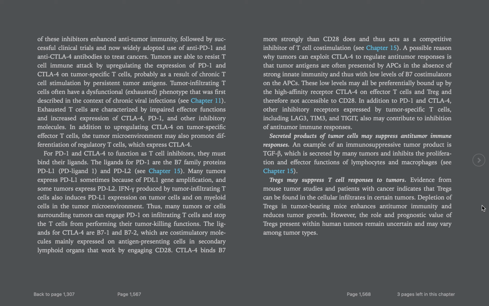Secreted products of tumor cells may suppress anti-tumor immune response. An example of an immunosuppressive tumor product is transforming growth factor beta, which is secreted by many tumors and inhibits the proliferation and effector function of lymphocytes and macrophages.